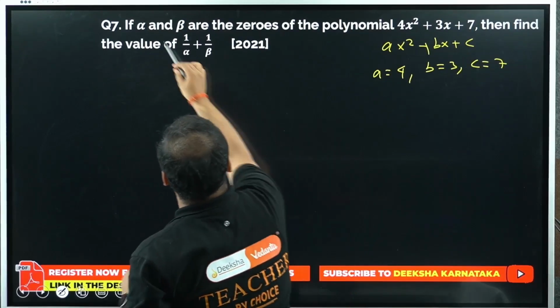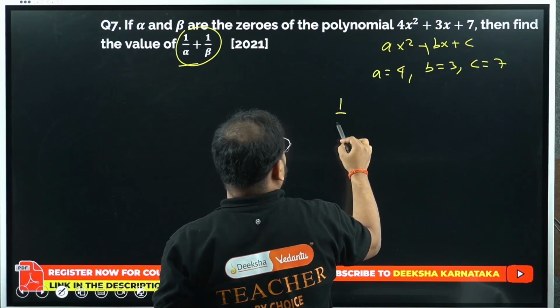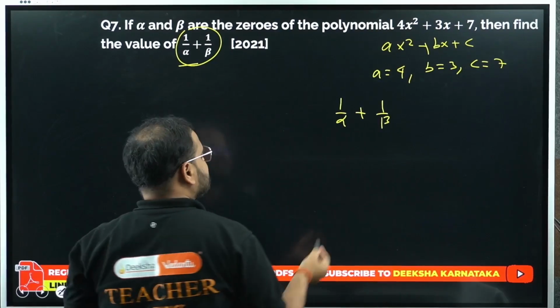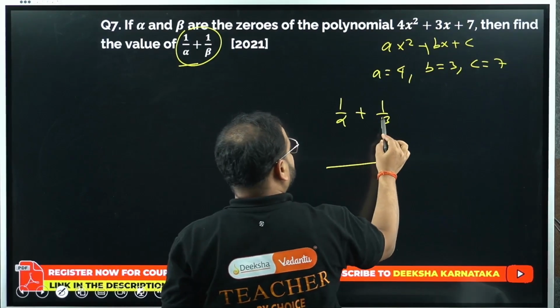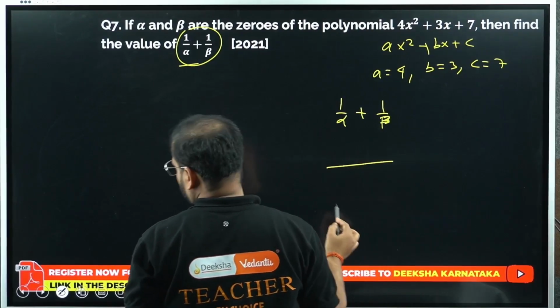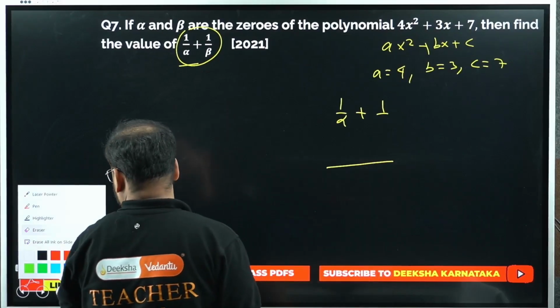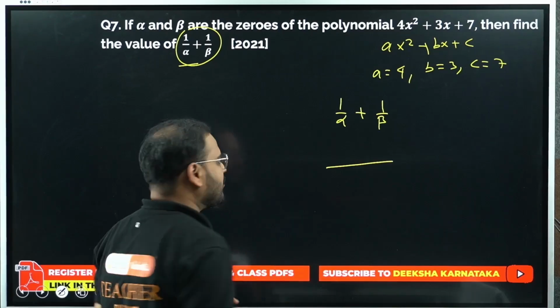What's given in this case? So if alpha and beta are the roots, first of all, we'll write this condition over here. Please check. So 1 by alpha plus 1 by beta. That's what they're asking us. Take the LCM. LCM of two unknown is their product. So alpha times beta.